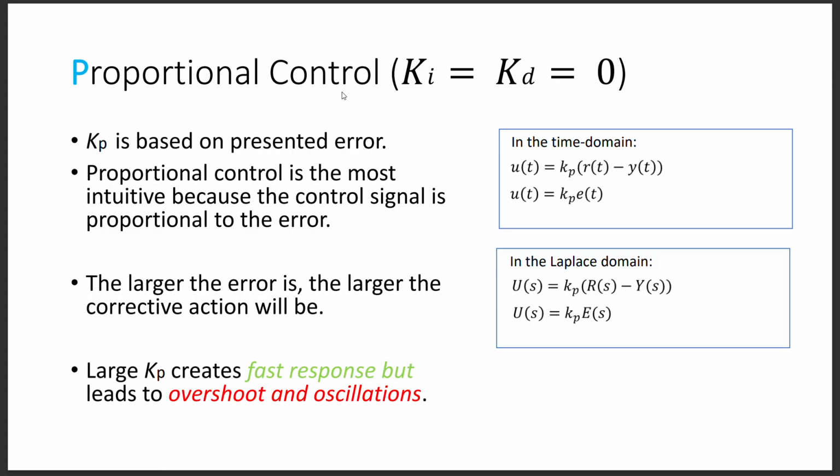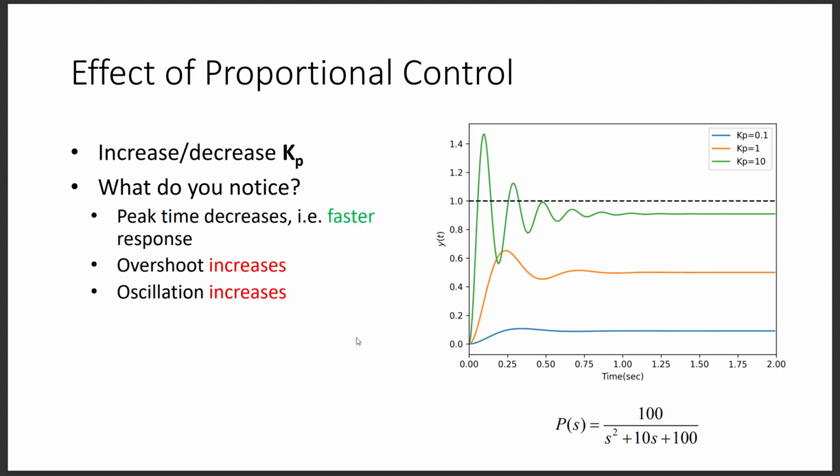So proportional control by itself has drawbacks and benefits. The benefit of it is that the response is fast, but the drawback is that it leads to overshoot and oscillations. Let's see an example. I have the system and I try 3 different proportional controllers, 0.1, 1, and 10 as the gain. Look at what you see here. The response as I increase Kp gets faster. So the green here is faster than orange, orange is faster than blue.